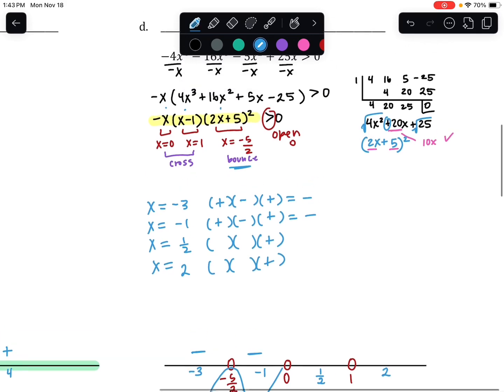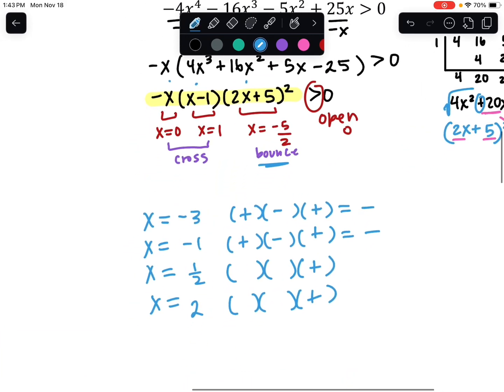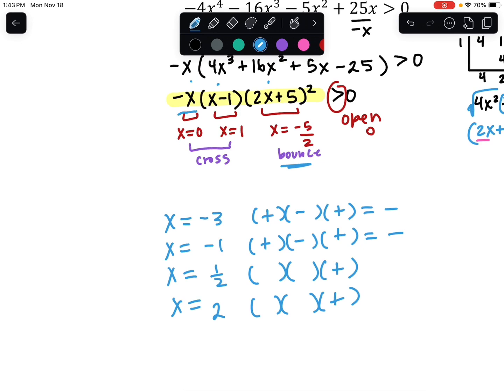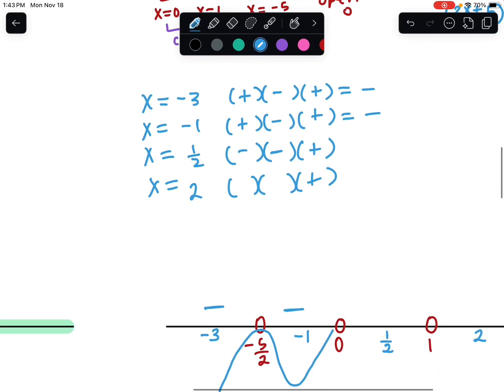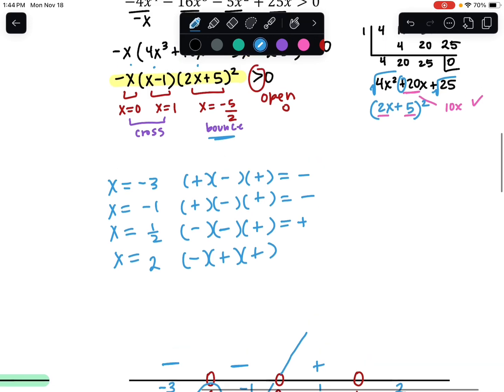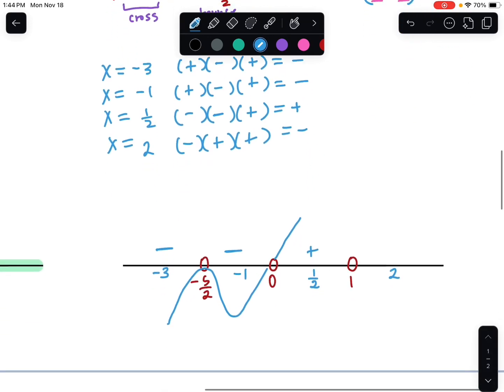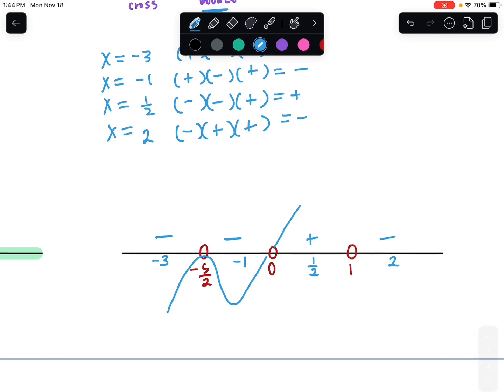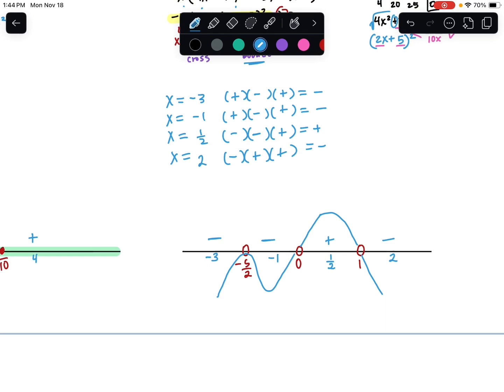And so this polynomial would go up to the x-axis and then bounce right off of it and then head back for the 0. If I plug in 1/2, I would get -1/2 and then negative and then positive. So this would result in positive. So this one's going to cross. And then plugging in the 2, I would get -2, +1, and so this result would be negative. And so you can see the polynomial going back down and stays negative.